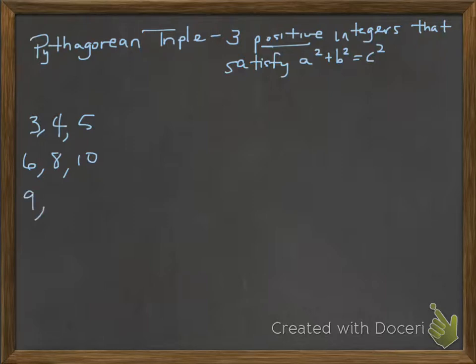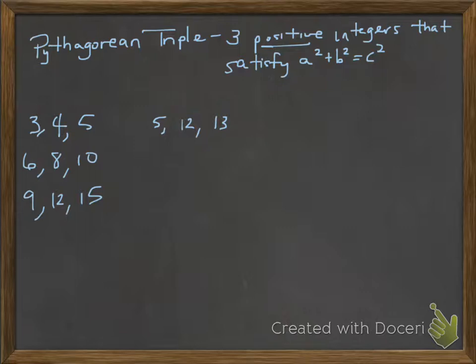What about 9, 12, 15? That'll also work. 3 times 3, 4 times 3, 5 times 3. Okay? So basically you could take your triple and multiply it by whatever, and as long as they're all multiplied by the same number, those Pythagorean triples will work. So let's look at another one. Like 5, 12, 13 is another common Pythagorean triple.